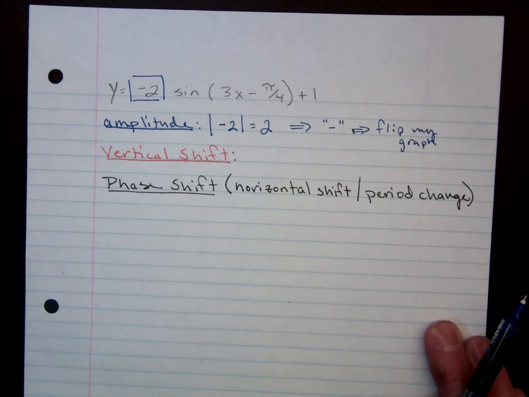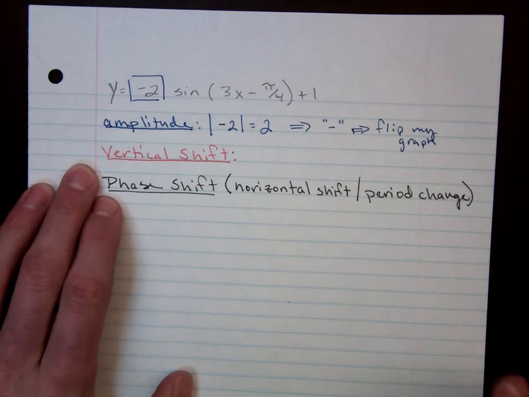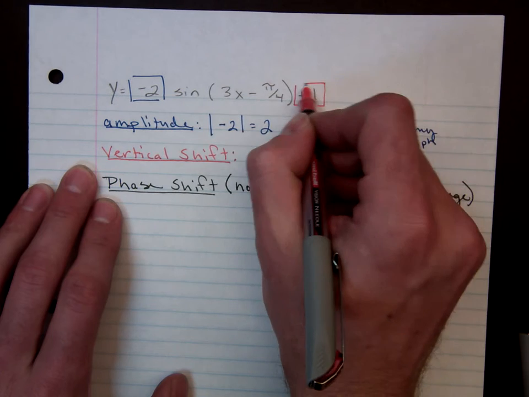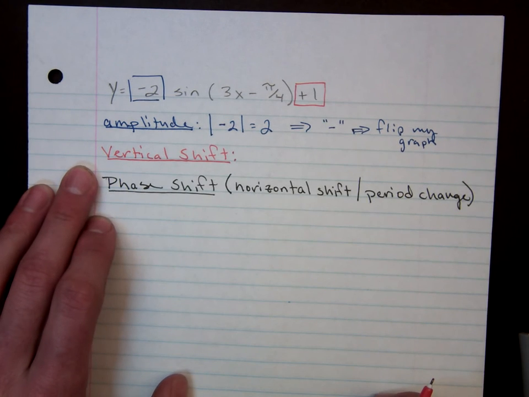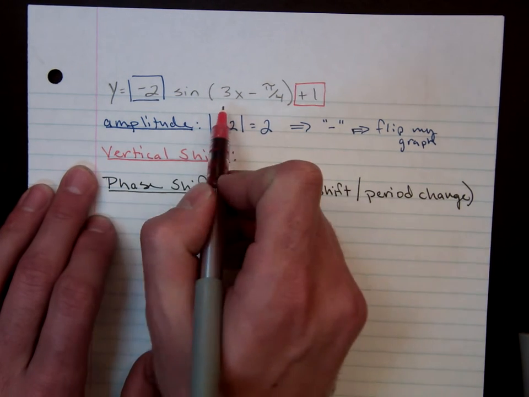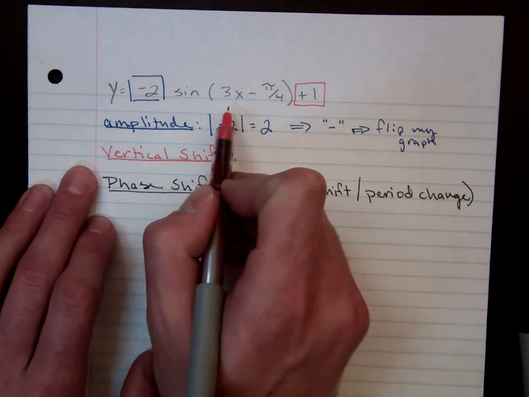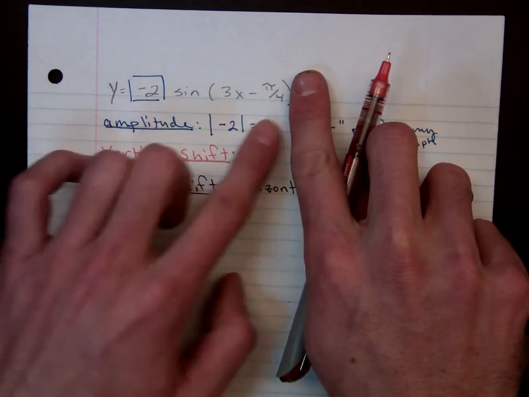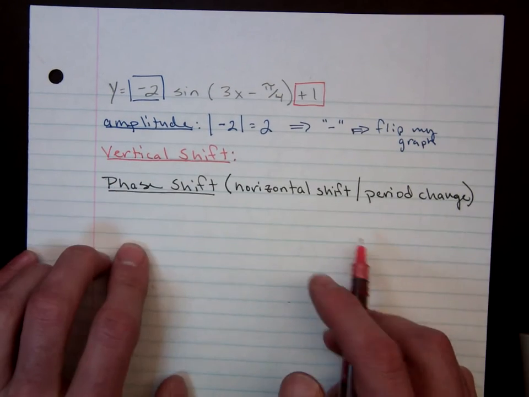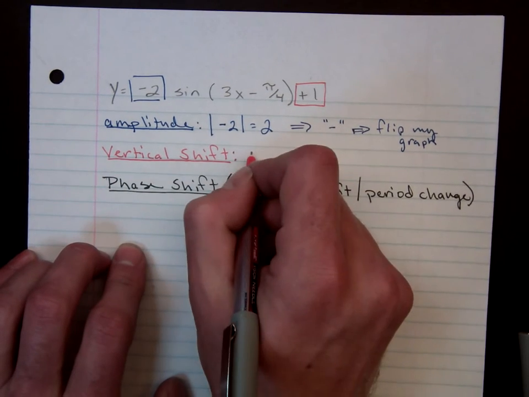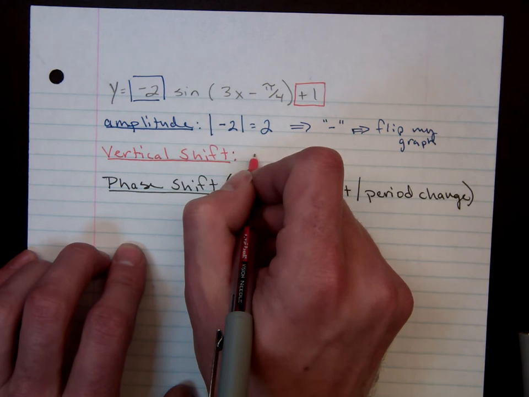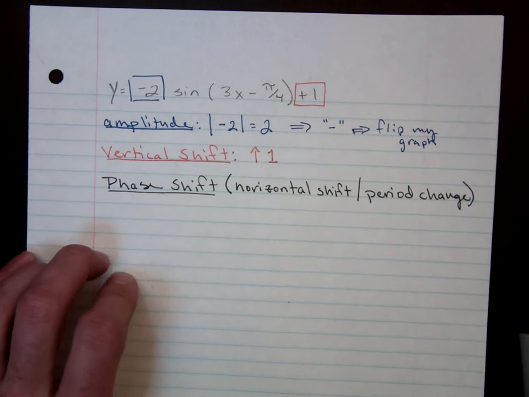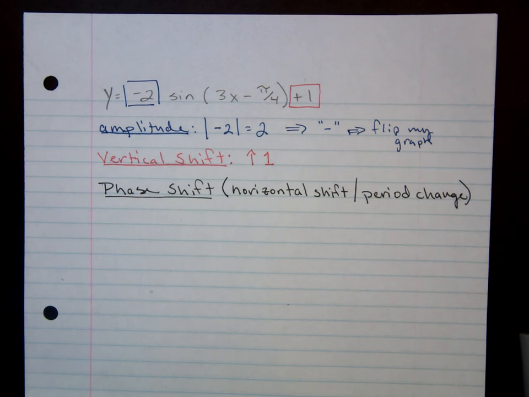Now, for the next piece, I want to get an idea of how I'm going to shift vertically. The vertical shift is actually pretty easy. It's just whatever you're adding or subtracting to the entire function. So not inside the sine function, but if we took this as being the entire trig function, then we're just going to add 1 to every value that this spits out. So I'm going to have a vertical shift, and I'm going to go up 1 in this case, because we're adding a 1 there. So that takes care of the first two pieces.